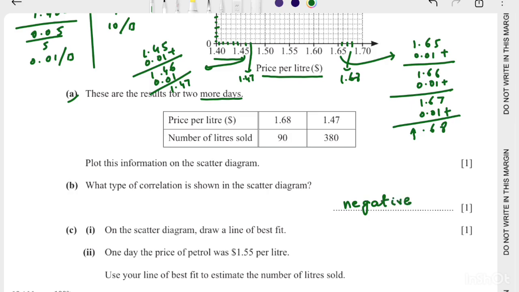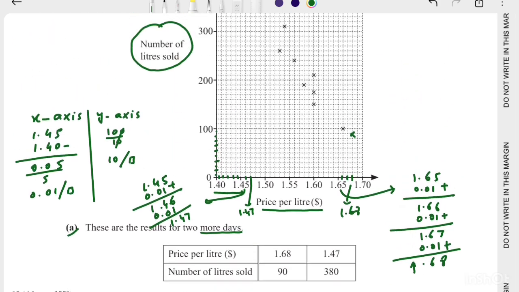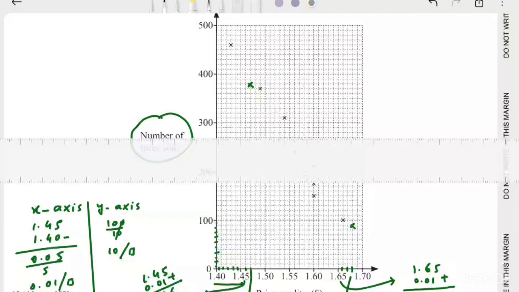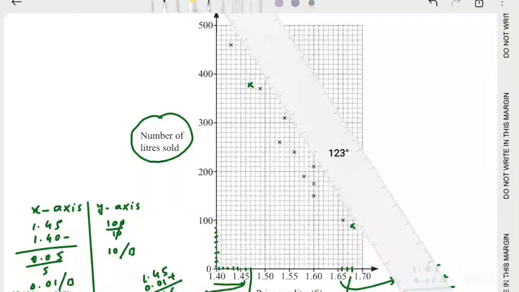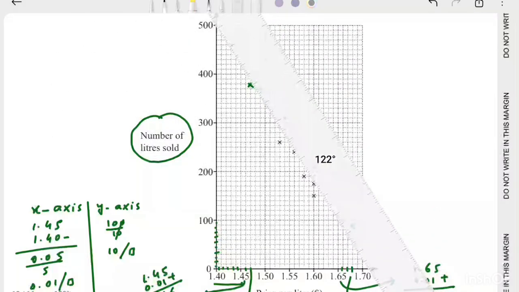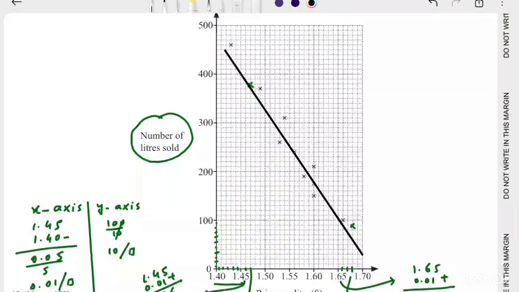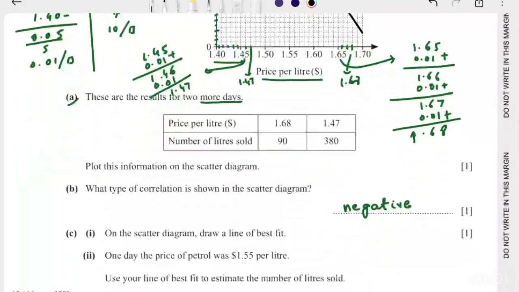C part, on the scatter diagram draw a line of best fit. So let me draw a line here. It would be approximately here. Yeah, it is fine. Now next part.